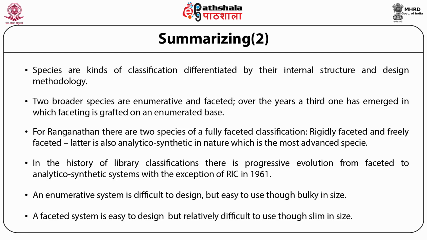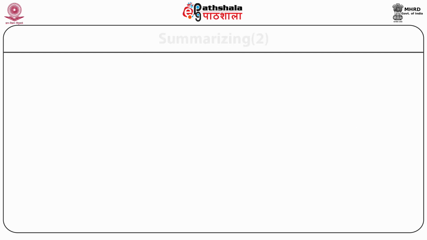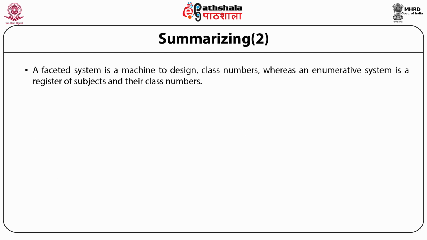In the beginning, Ranganathan's Colon Classification was considered a very difficult scheme to learn and apply. So was the case with UDC, whereas the DDC in early days was very simple to use. A faceted system is a machine to design or construct class numbers, whereas an enumerative system is a register or list of subjects and their class numbers.